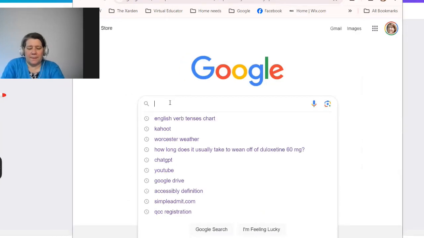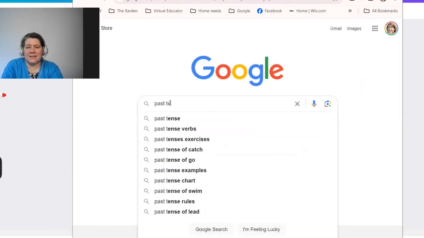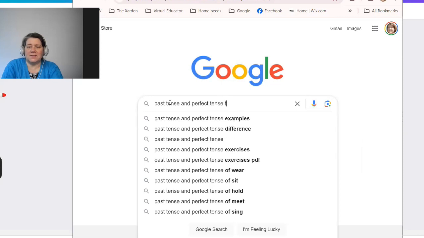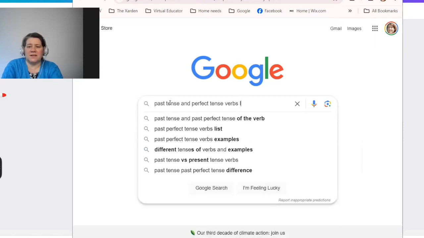Google past tense and perfect tense verbs list.